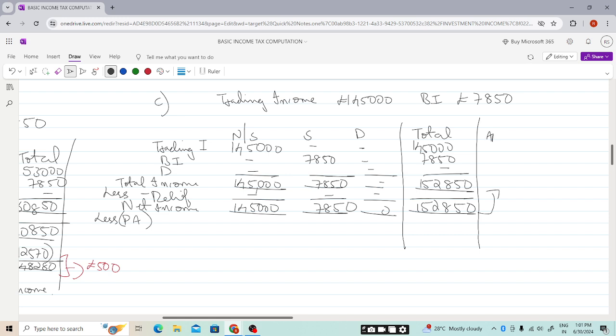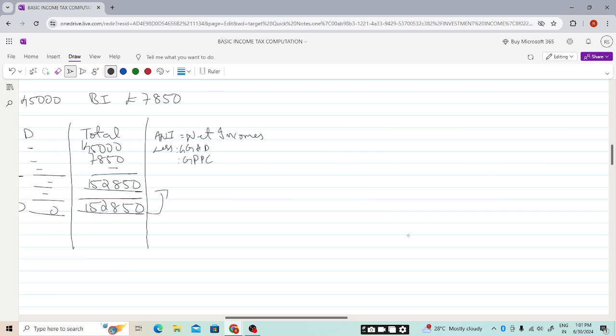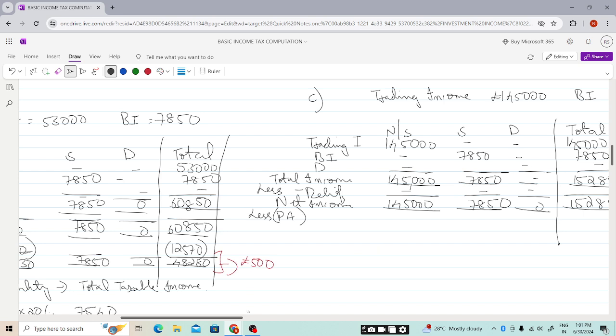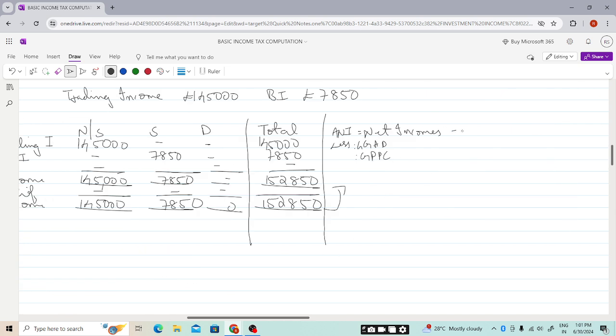So what will be the ANI? ANI will be net income less gross amount of gift aid donation less gross amount of personal pension contribution. Our total net income is 152,850. No gift aid donation, no personal pension contribution, so our ANI will be 152,850. Clear with this? Now in ANI we had three rules.